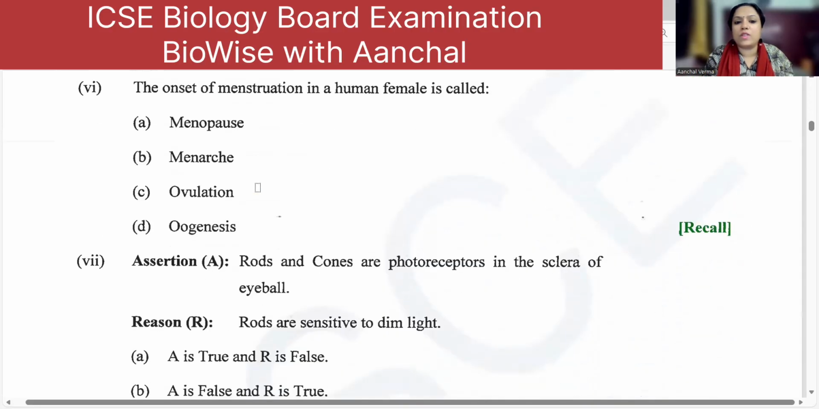The onset of menstruation in the human female is called, onset means start. So it is menarche.